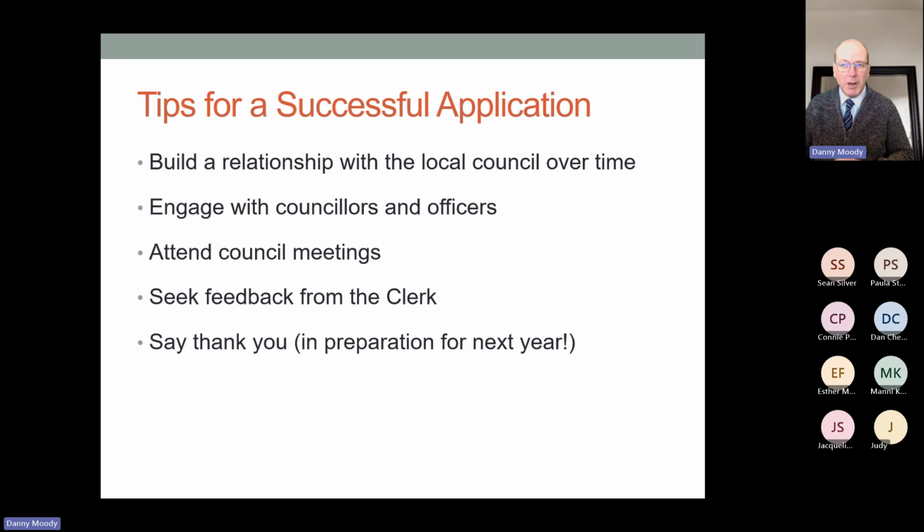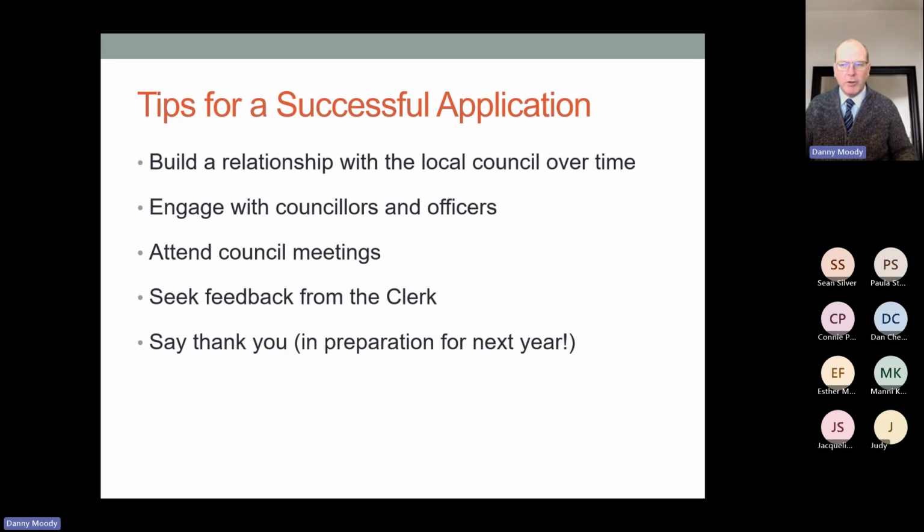I wouldn't recommend seeking feedback from the councillors, because they're in a situation where they're going to be needing to make the decision at the end of the day, so they won't tell you in advance whether yours is a good application or not. Well, they shouldn't tell you that, because they don't want the risk of saying it's a good application, and then the council collectively deciding not to fund it. But the clerk certainly can.